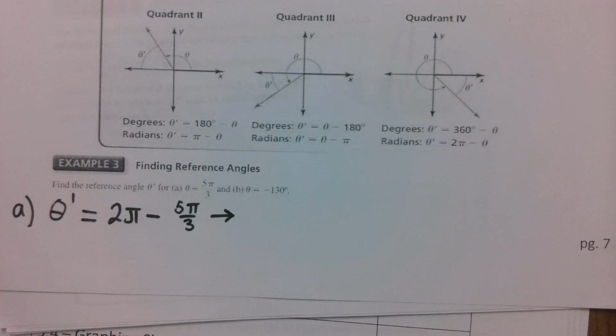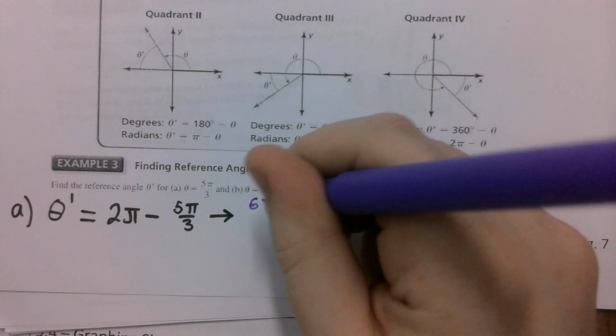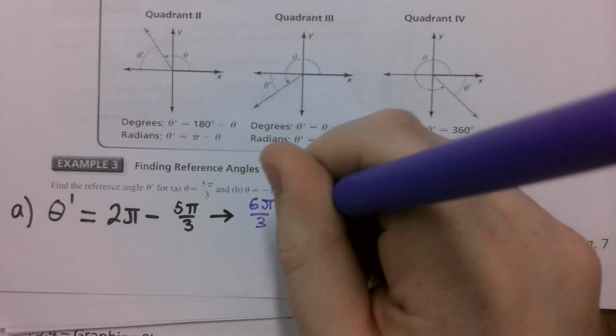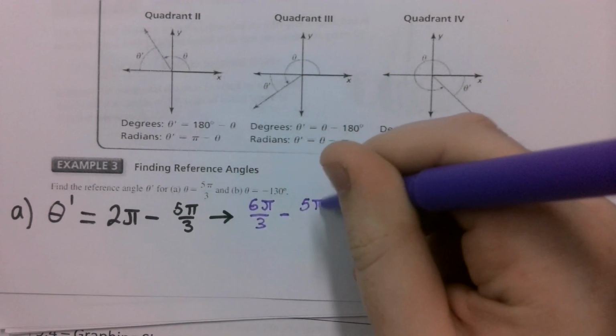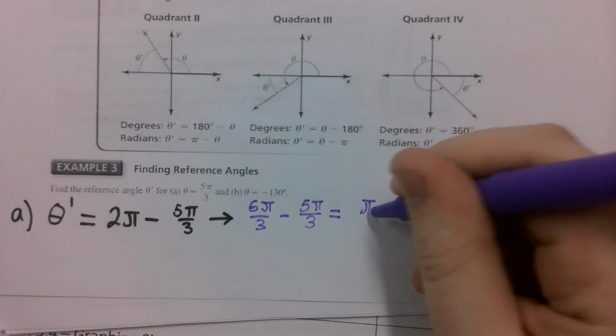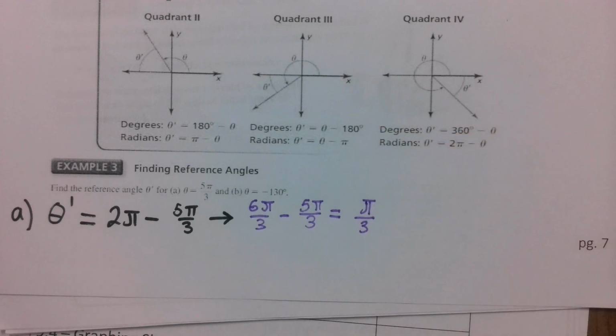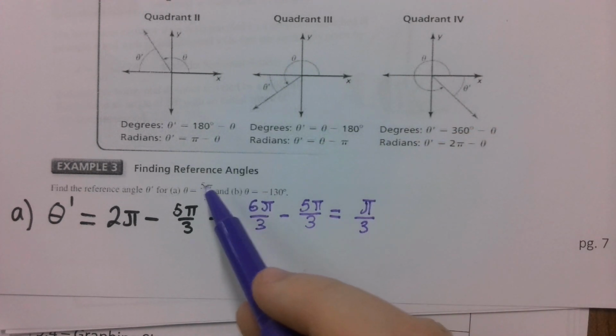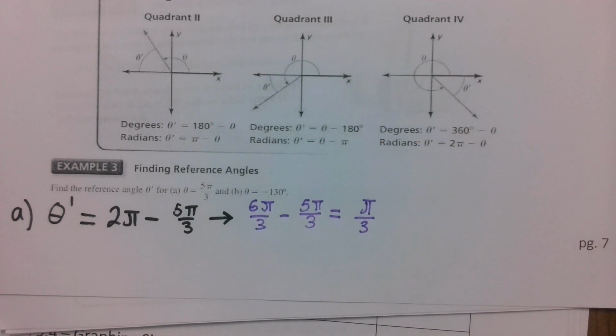If you wanted to convert this into a fraction so you can subtract them, I would recommend it. 2 pi is the same as 6 pi over 3. So what's 6 pi over 3 minus 5 pi over 3? It's pi over 3 radians. The reference angle to 5 pi over 3 radians is pi over 3 radians, because that's what makes it 2 pi.